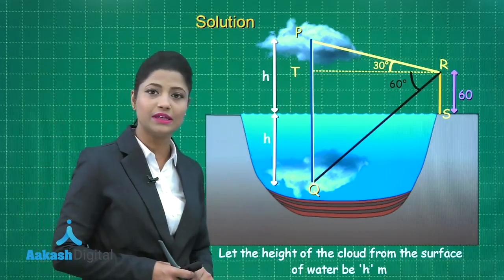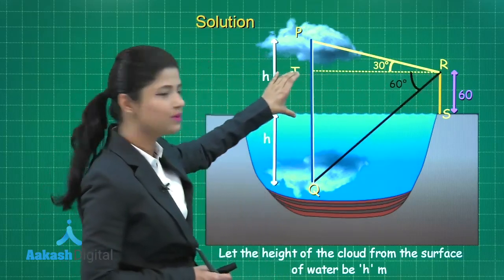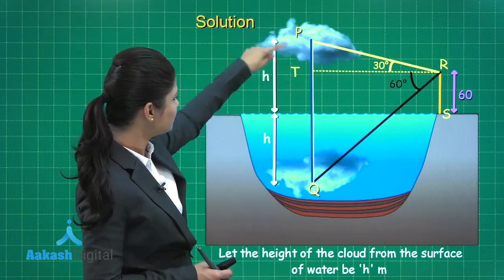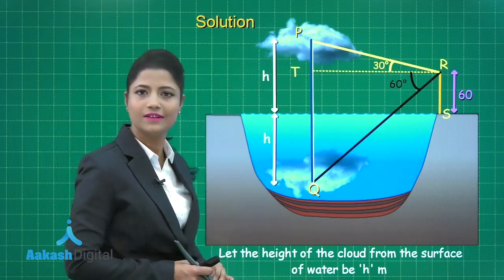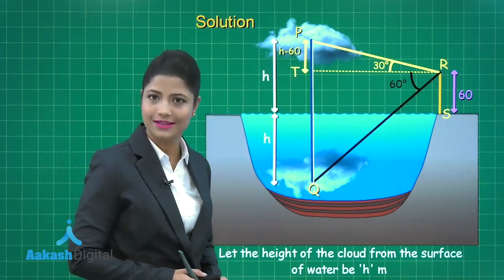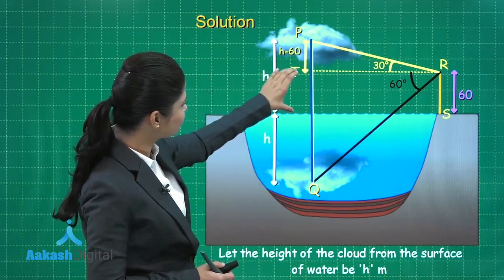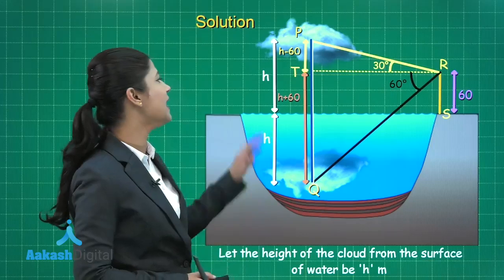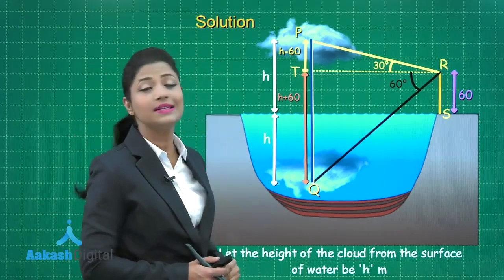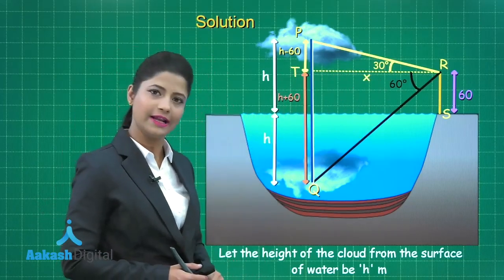Now on basis of this, we can clearly see that this RS is 60, so this is coming out as parallel. This portion will also be measuring 60 meters. So this whole height of the cloud above this water level is h. So what will be PT? Here PT will be h minus 60. Taking the same thing, here this is h and this portion is 60, so this QT will be h plus 60. So we don't know what is this horizontal distance RT. So let's consider that this is equal to some variable x.